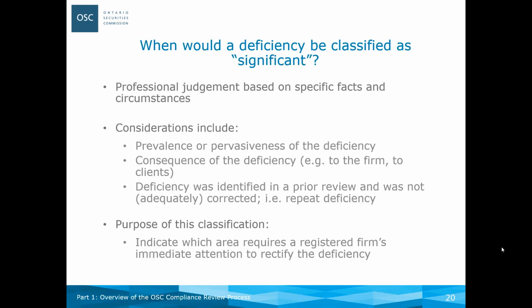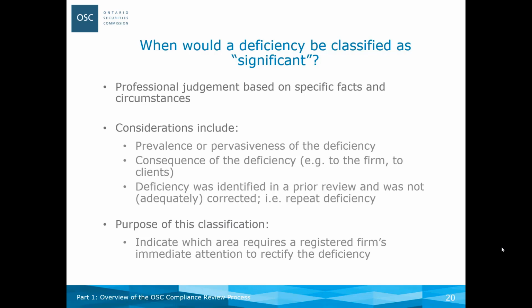So as mentioned on the previous slide, some deficiencies are labeled as significant. So how do we determine this classification? As with many aspects of our work and the work that you do, professional judgment is used. We would assess the evidence that gave rise to the deficiency and apply criteria such as what is the prevalence of the finding? Was it a one-time noncompliance, or is there a pattern of noncompliance? What is the consequence of the finding to the firm or to clients, for example? Does the finding suggest a process is inadequate or missing? Has the issue been identified in a prior review but was never addressed?